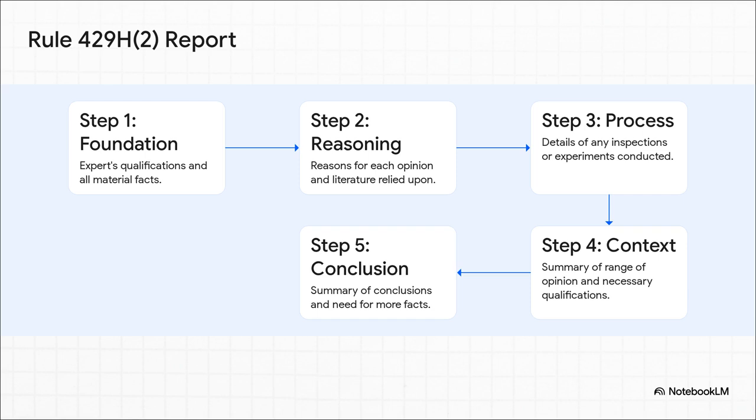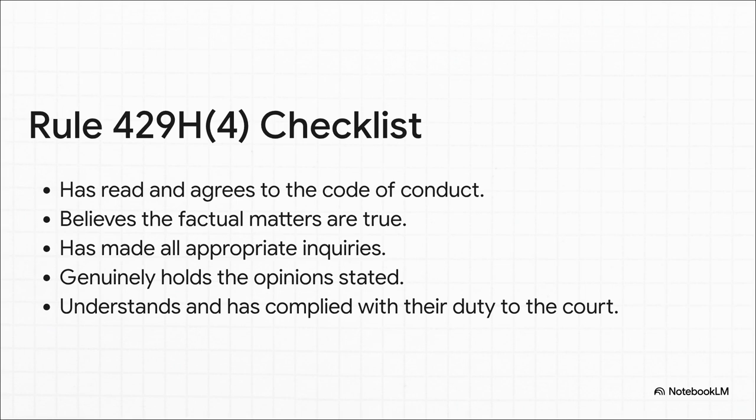They've got to show their work every single step. And before that report goes anywhere near the court, you as counsel need to run this final check. This is the mandatory checklist from Rule 429H, Subrule 4. It's non-negotiable. The expert must explicitly state right there in the report that they've read the Code of Conduct, that they believe the facts are true, that they've made all the right inquiries, all of these things. If these statements are missing, that report could be dead on arrival.